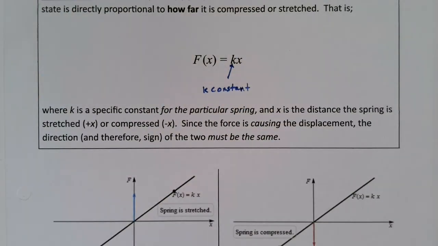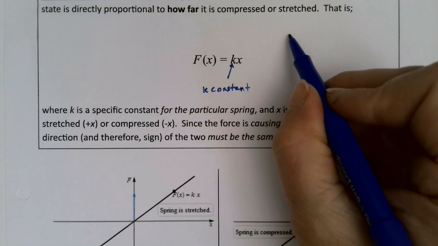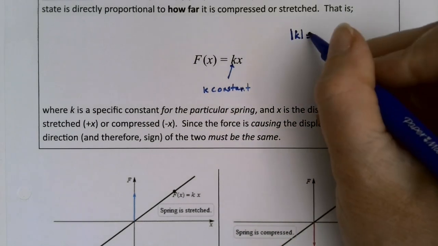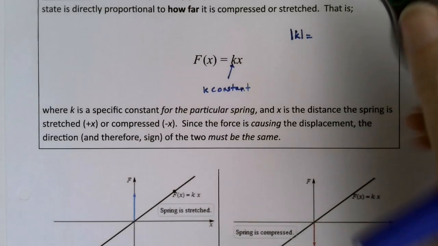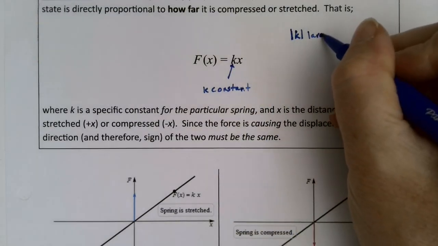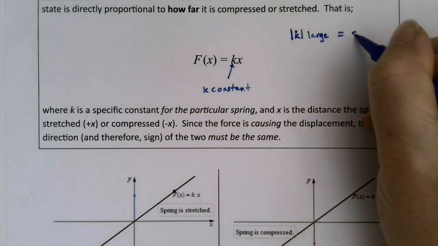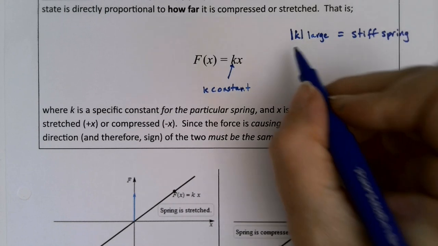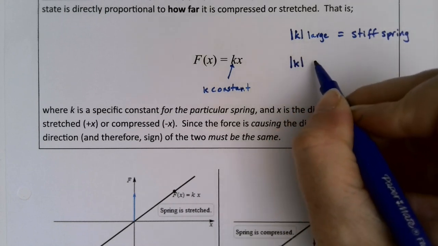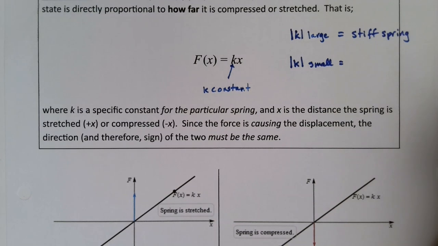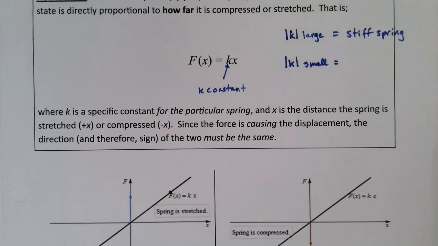Now, the absolute value of k will be large for a very stiff spring, say like in your car, like shock absorbers or something like that. If the absolute value of k is small, it'd be a very loose spring.